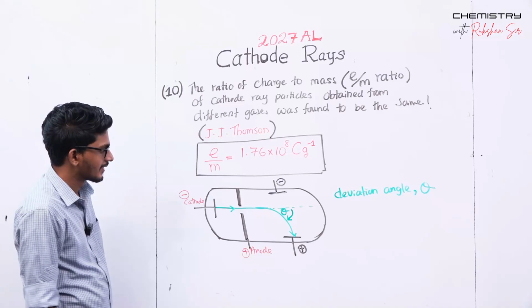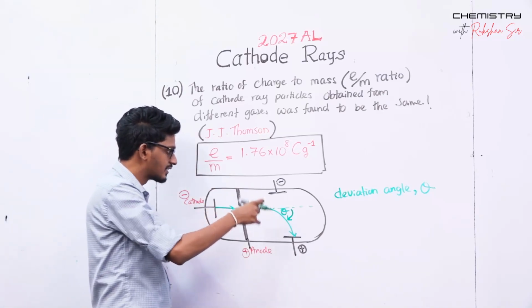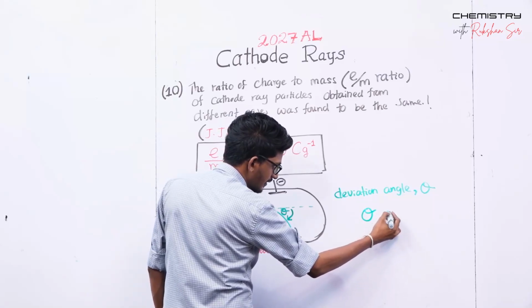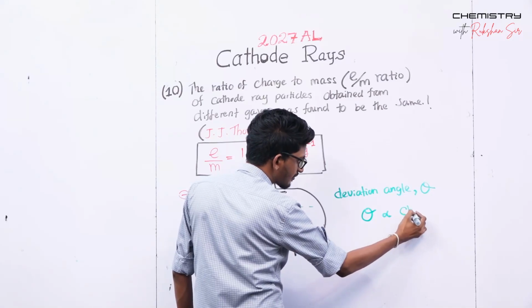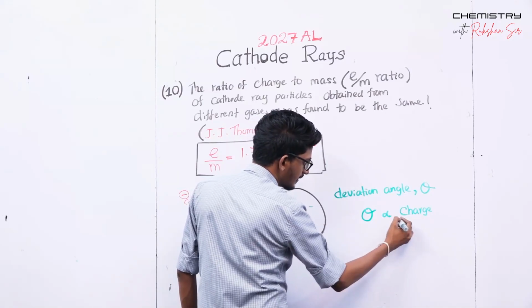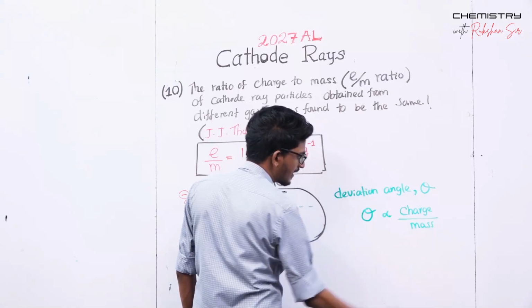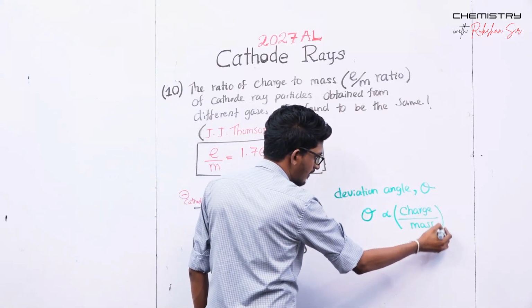And the other fact is this deviation angle theta is actually proportional to the charge over mass ratio. This deviation angle is actually proportional to the charge over mass ratio. That is very clear. Why is that?